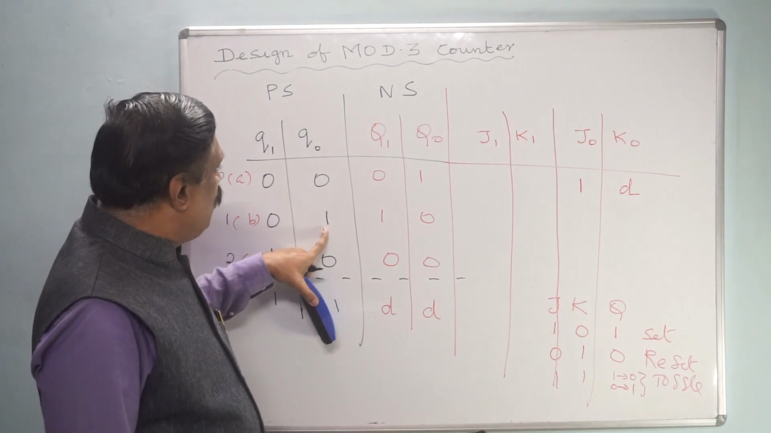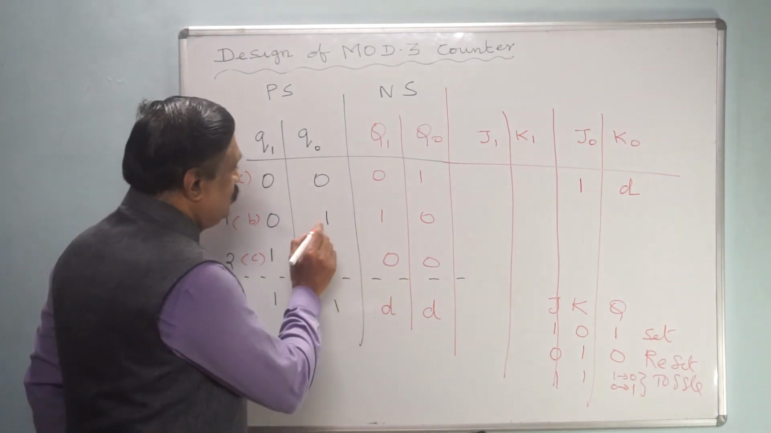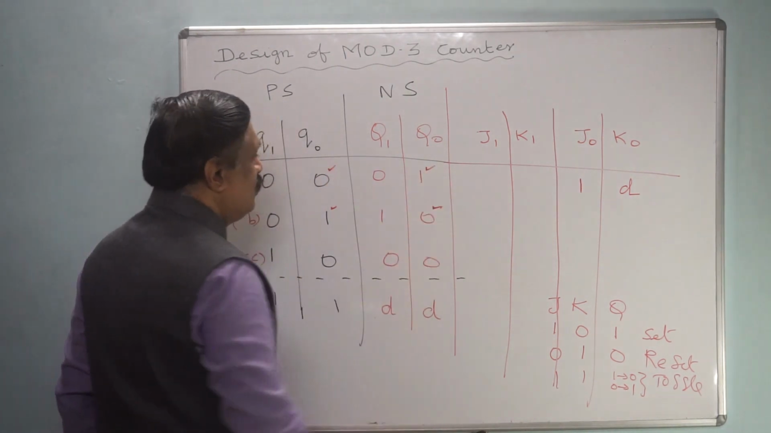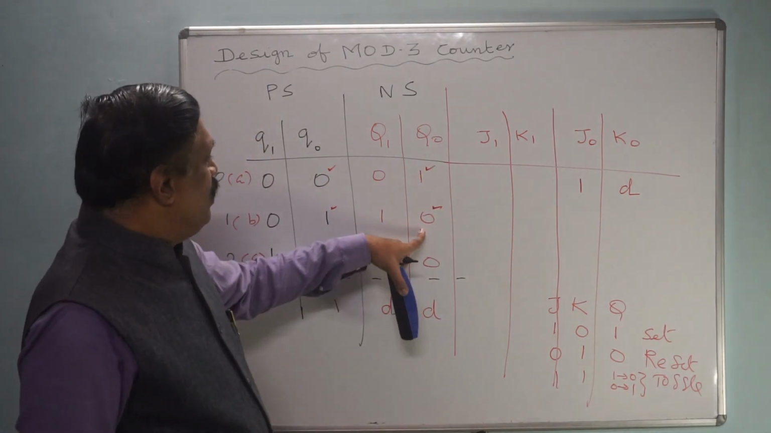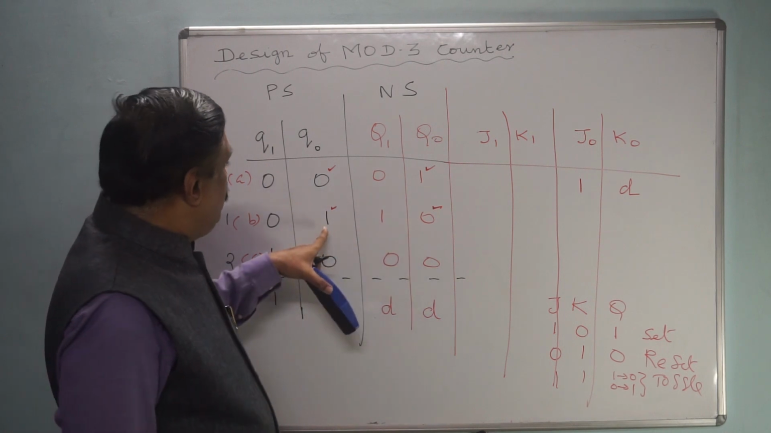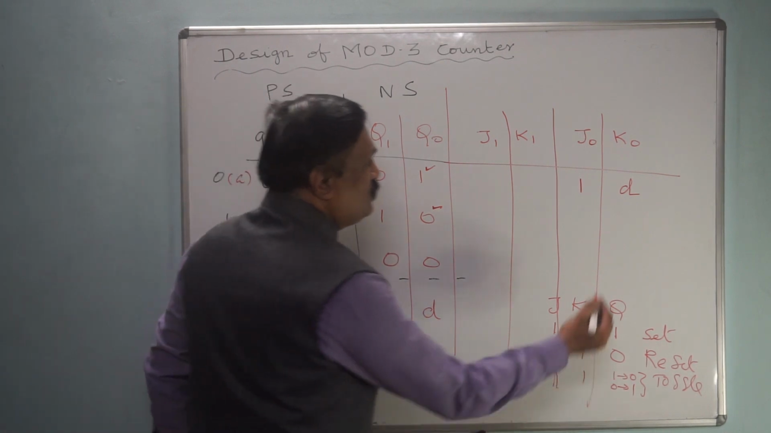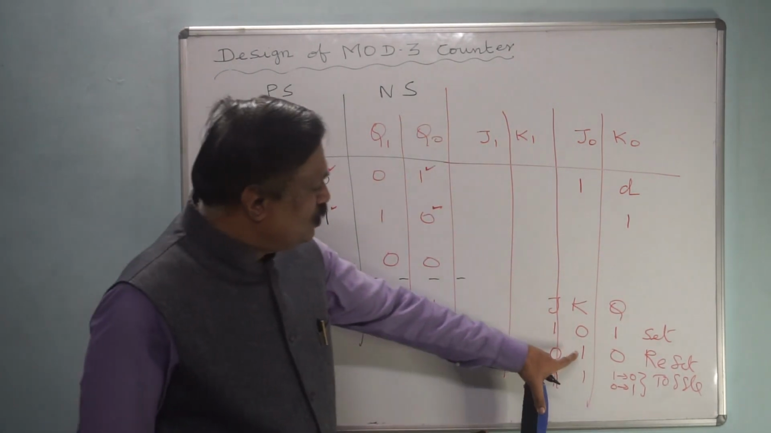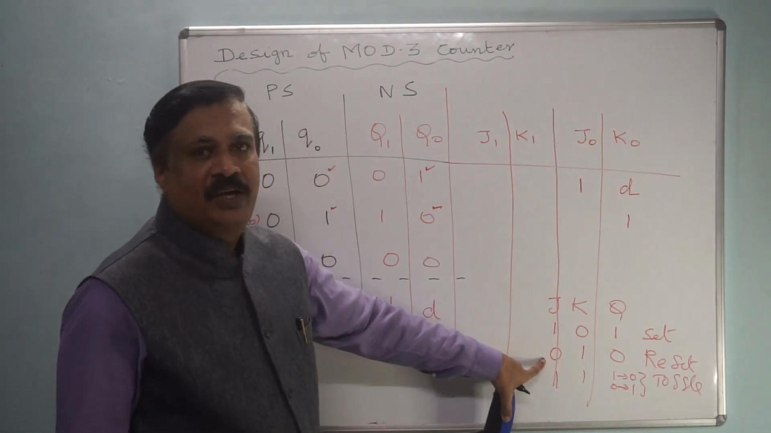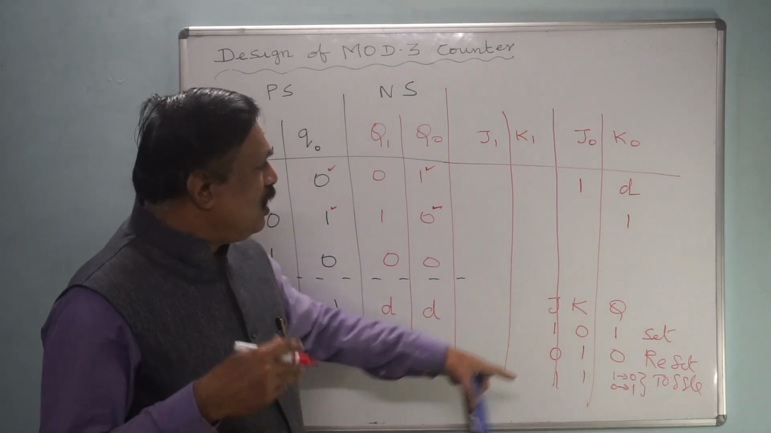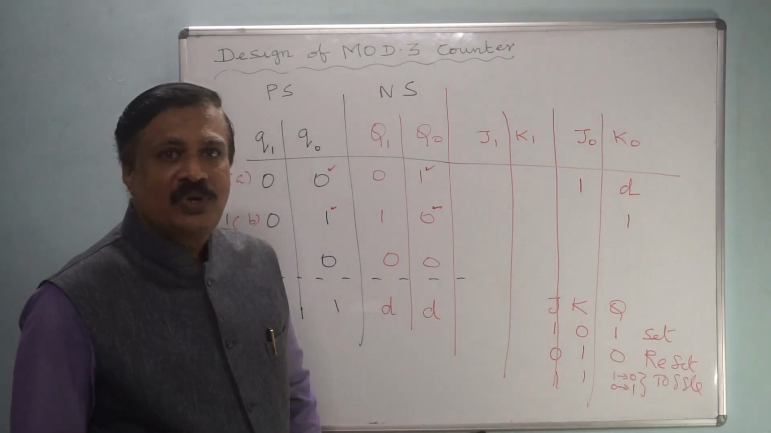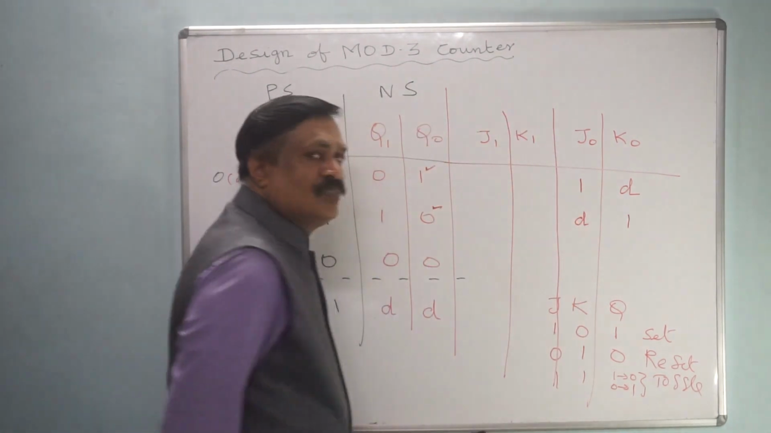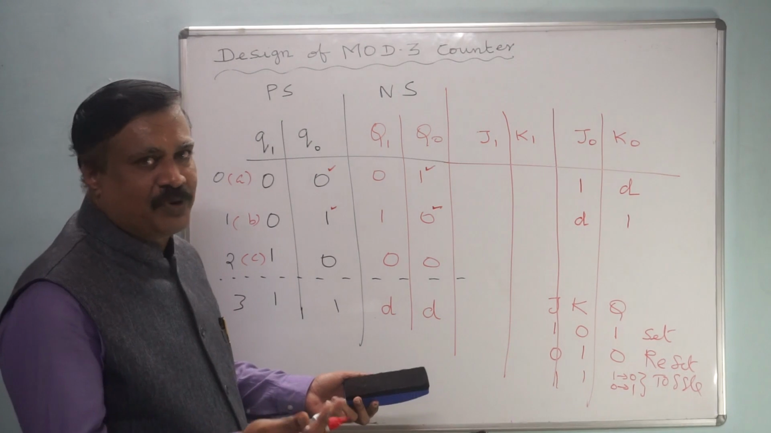Now for this 1, 0. Carefully note, this I am taking and this I am taking. Now 1, 0 means this is a reset. Reset means K should be 1 and J should be 0, or J can also be a don't care X, because toggle state is possible. Therefore, you can go for X.